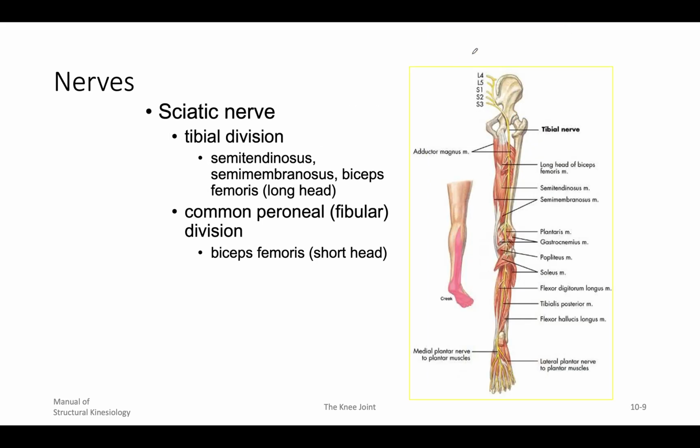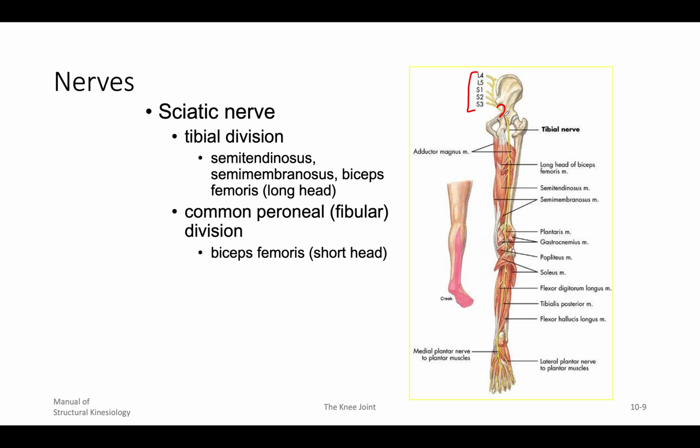The sciatic nerve is composed of two divisions, the tibial and the fibular division, sometimes referred to as the common peroneal division. Its origin from the spinal nerves is going to be through L4 through S3. It travels through the greater sciatic notch, which, as we learned, the piriformis muscle also crosses, one of the primary external rotators of the hip.